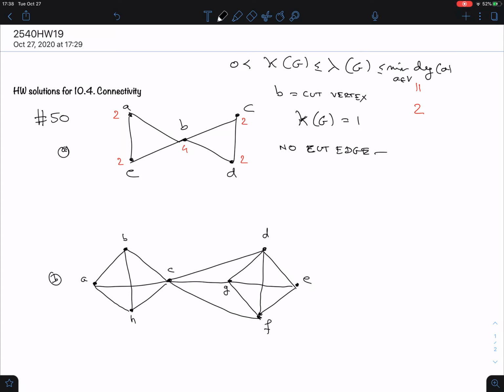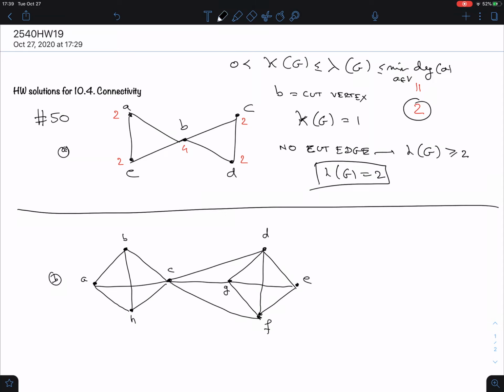What this means is that lambda, the edge connectivity, must be at least 2, because otherwise it would be 1. But it is at most 2, so we know that lambda of G is 2. So that's how you can figure this out. And why is it at most 2? Well, because of degrees, right? If we take one of these degree 2 vertices and remove all the edges that connect to it, of course, it is isolated. Okay, that's for the first one.